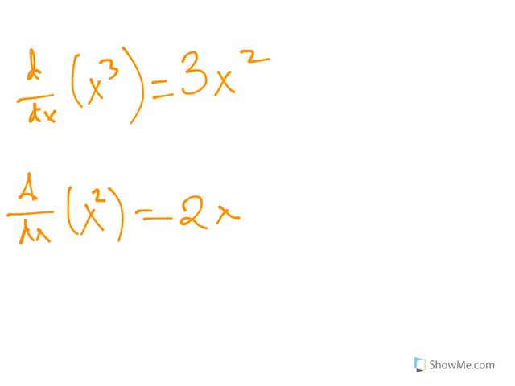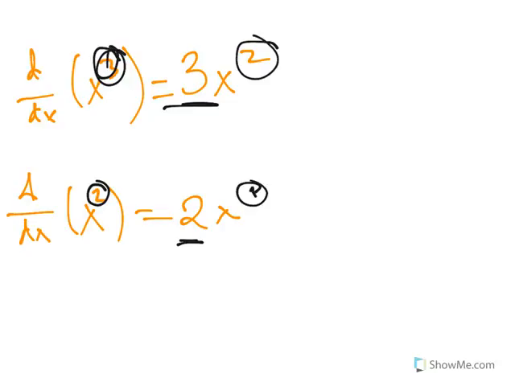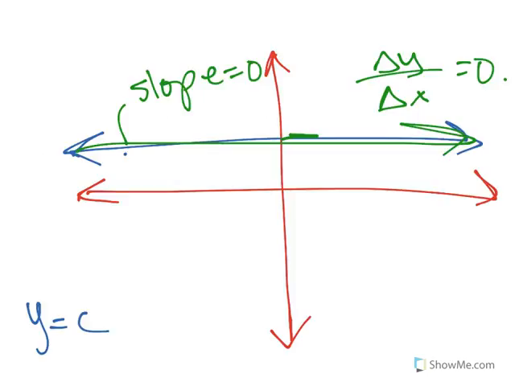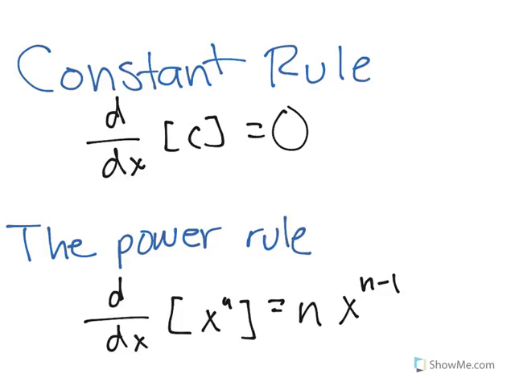Well, we actually can see a pattern here. You can see that our exponent turns out to be our coefficient in our derivative, and the exponent decreases by 1 in both cases. So here is a 1 actually. And so we can just generalize this rule. The derivative of x to the n is just n times x to the n minus 1.